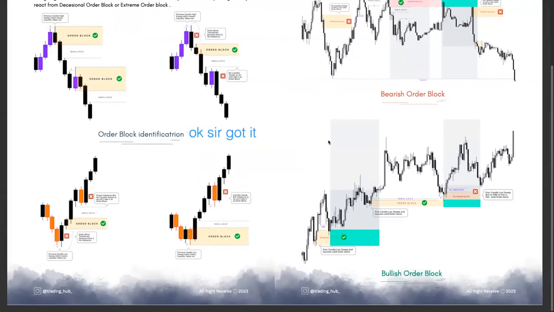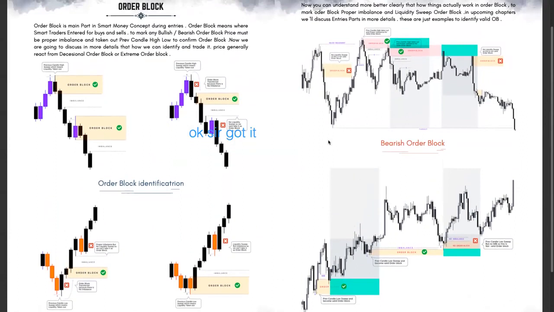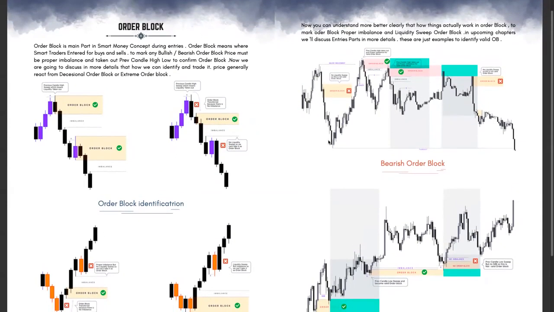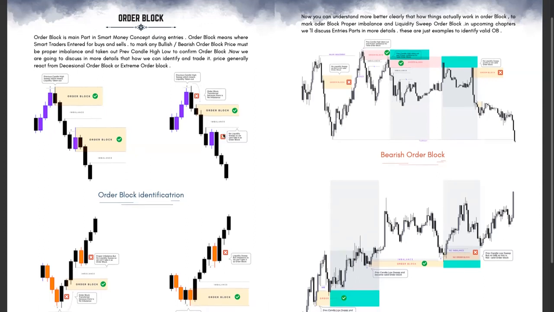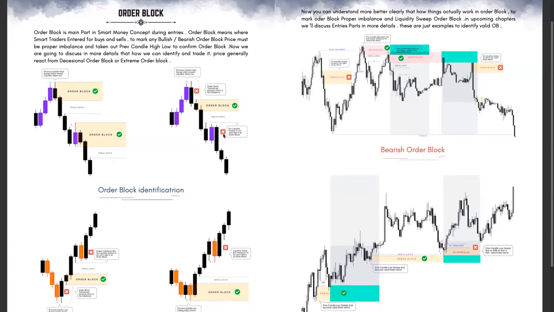Does order flow get mitigated by a pullback? Yes. And now this is an order block explanation. So does anyone have any question regarding this order block? You can annotate here.